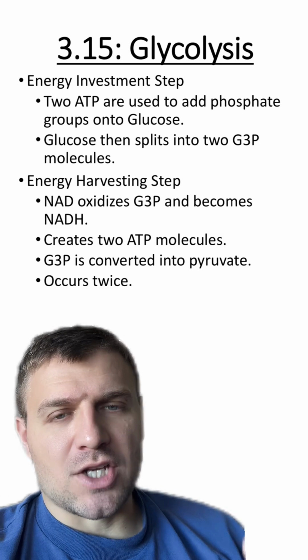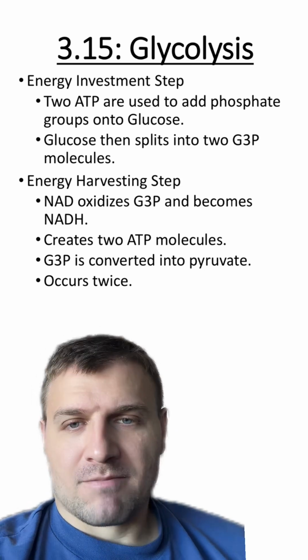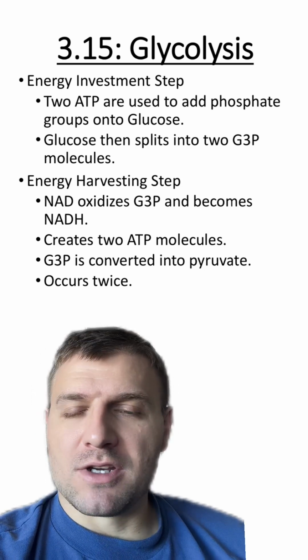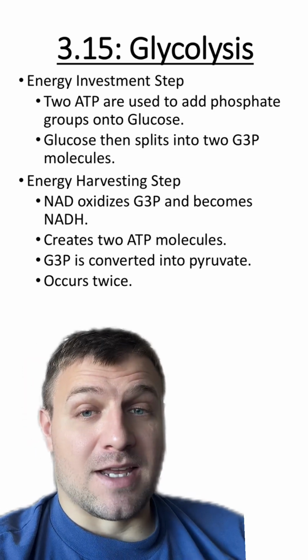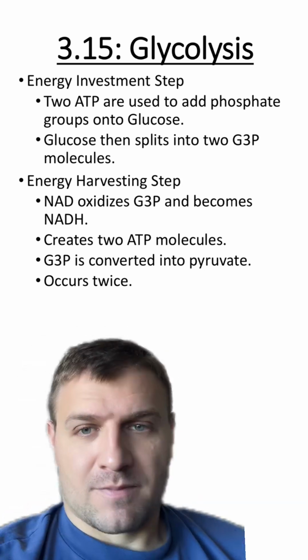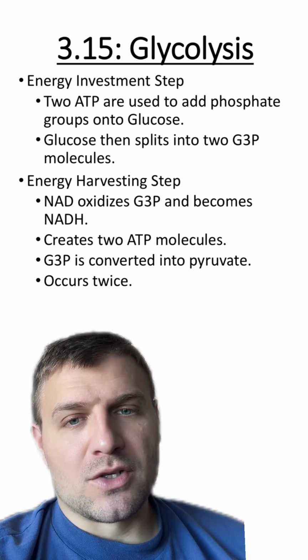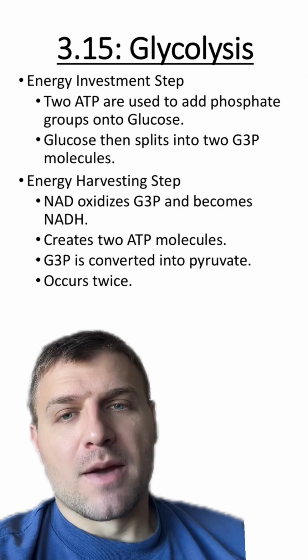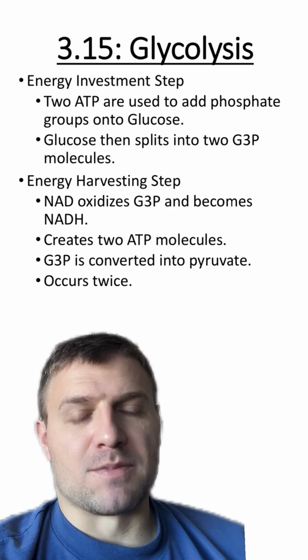Now we have the energy harvesting step. And like the name implies, this is where we're going to get energy out. NAD is going to oxidize G3P and become NADH. That means NAD becomes NADH through a reduction reaction. It's going to gain electrons and that hydrogen ion. We're also going to create 2 ATP molecules per G3P. G3P is also going to be converted into something called pyruvate.